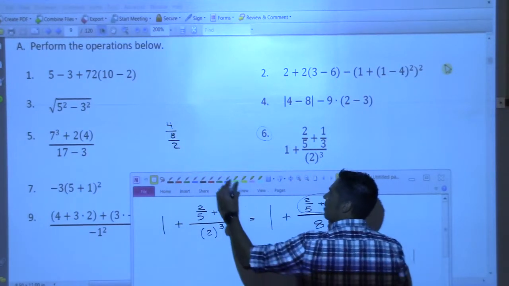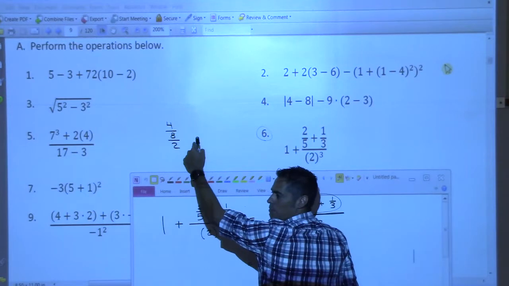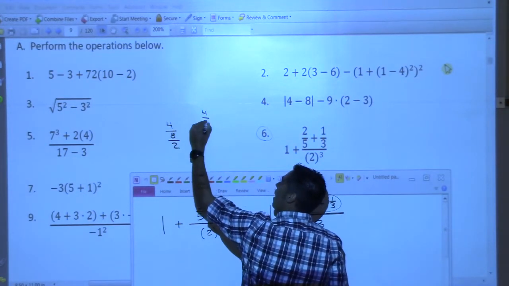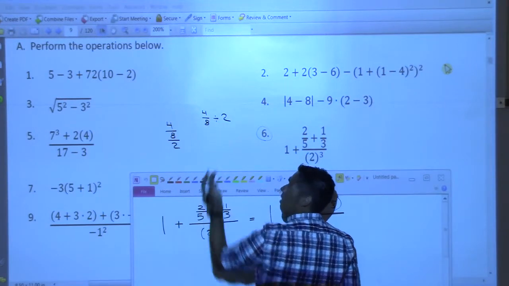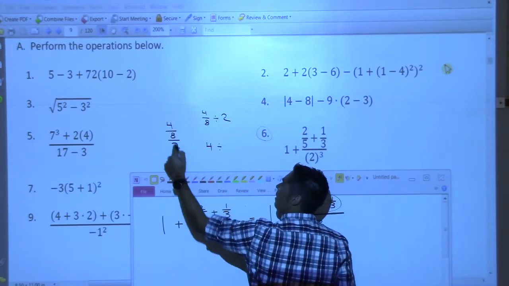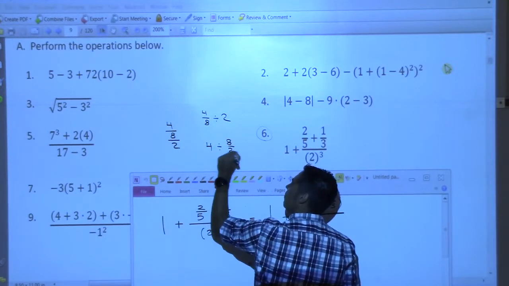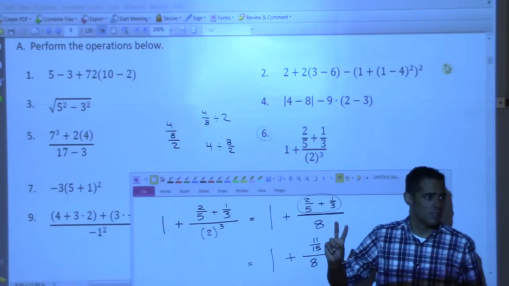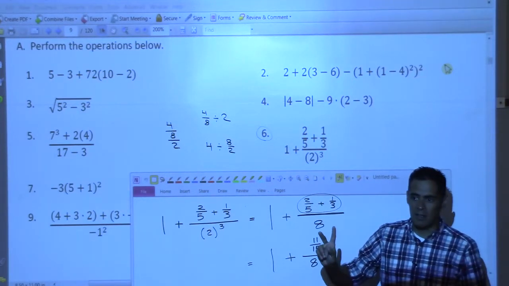What I'm getting at is this. There are two ways to do this problem. One way would be do 4 over 8 and then divide that by 2, right? That's one way. Or you could do 4 divided by the 8 over 2. Understand? There's two ways to do it. You get two different answers. So which way is right?